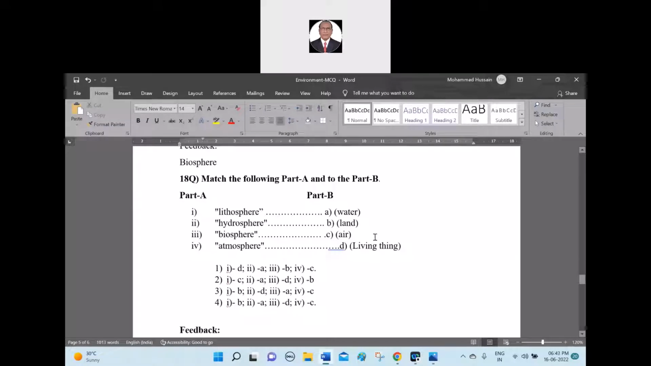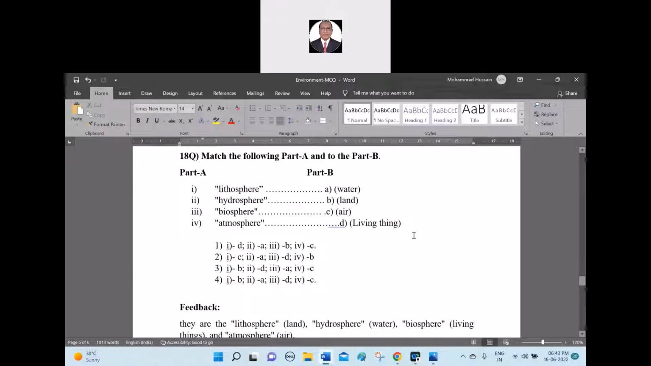Please check it. Match the following, part A and part B. Part A consists of number 1, lithosphere, number 2, hydrosphere, number 3, biosphere, number 4, atmosphere. In part B, A, water, B, land, C, air, D, living things. Now you match it. Option 1, 1D, 2A, 3B, 4C. Option 2, 1C, 2A, 3D, 4B. Third option, 1B, 2D, 3A, 4C. Fourth option, 1B, 2A, 3D, 4C. Which one is the correct option among the 1, 2, 3, 4?